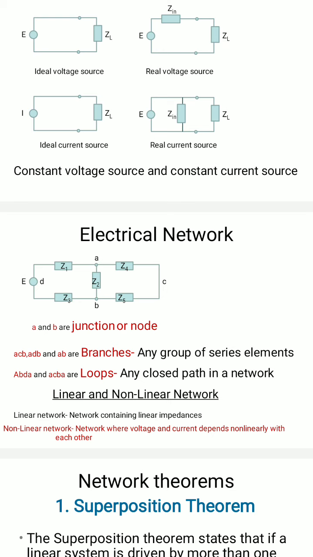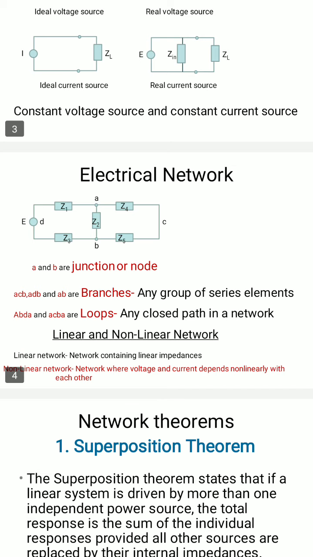Okay. ADB is also a branch. AB is also a branch. You can see in AB there is only one component. We don't need to say that some components are connected in series there, because there is only one element there. So that can also be said to be a branch.